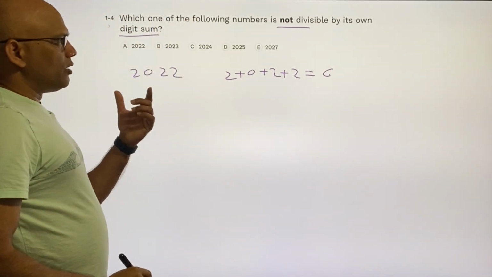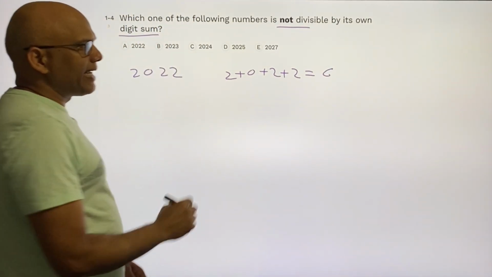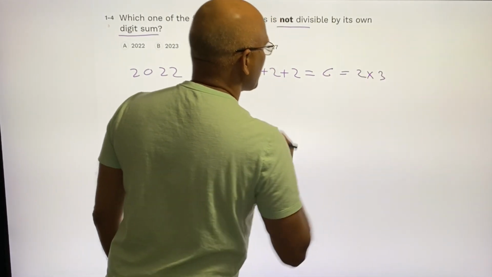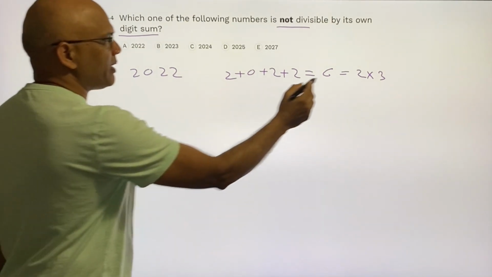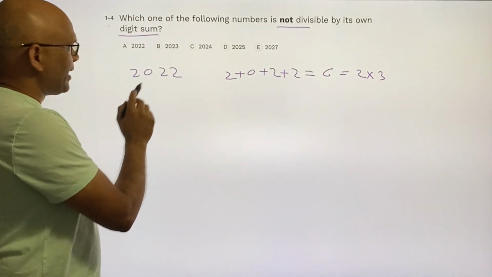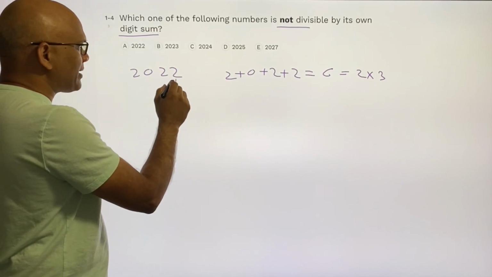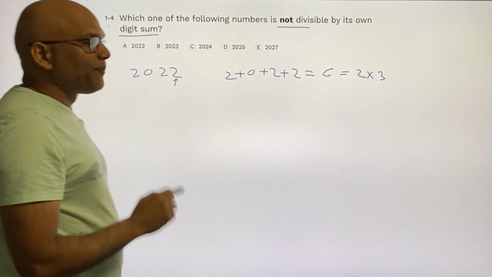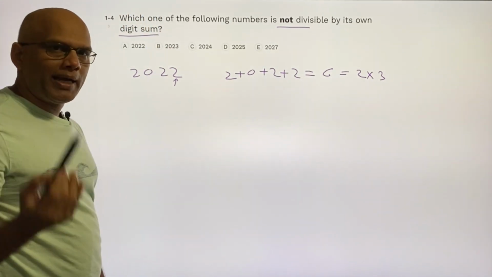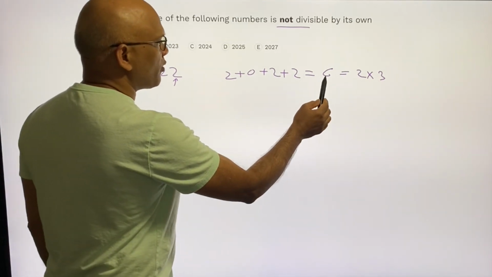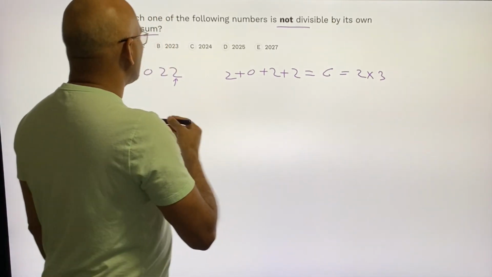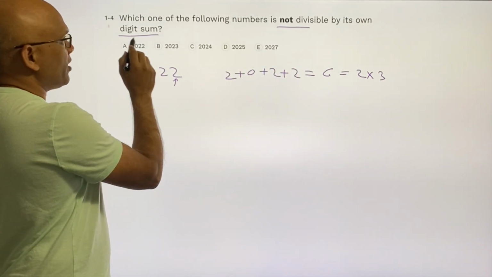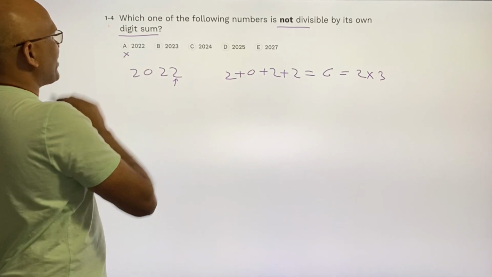To see if a number is divisible by 6, I can factorize 6 as 2 times 3. So for a number to be divisible by 6, it has to be divisible by 2 as well as 3. For a number to be divisible by 2, the last digit has to be divisible by 2, which it is. And for a number to be divisible by 3, the sum of the digits has to be divisible by 3. The sum of the digits we have already found is 6, which is of course divisible by 3. So 2022 is divisible by its digit sum, so this cannot be the right choice.